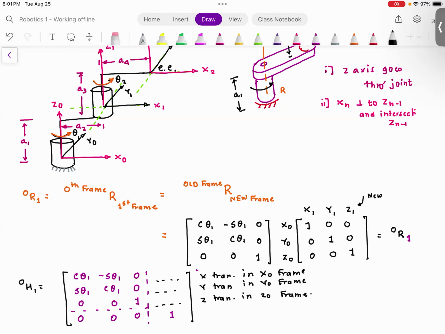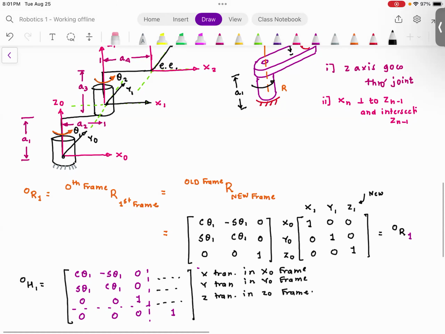So if I want to go from the 0th frame to the first frame, I need to travel A1 unit in the Z0 direction. And the way I have shown here is A2 units in X0 direction. You agree with me?